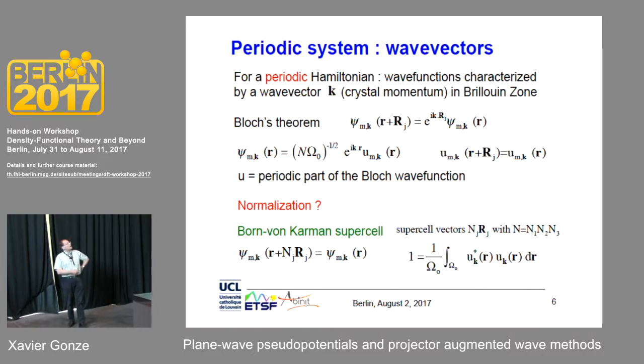Now, if I decompose the Bloch wave function into some constant, this is not important now, times a phase factor that depends on r times this function u, it can be shown that the u function is actually periodic. It's not affected by a translation. So the normalization, how is it chosen? And this is quite often not described.